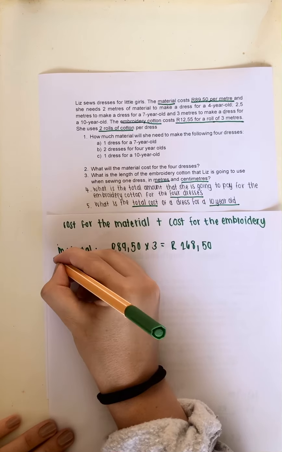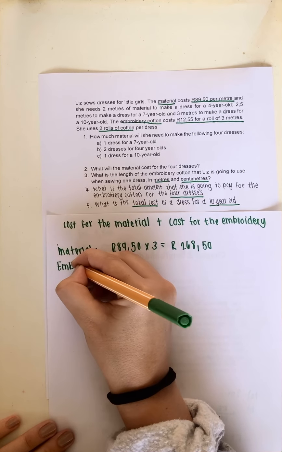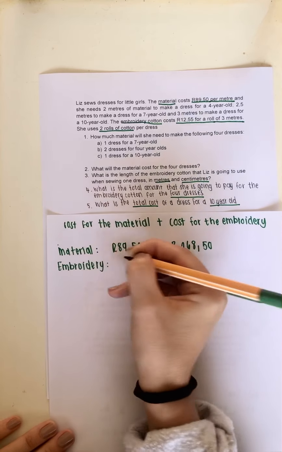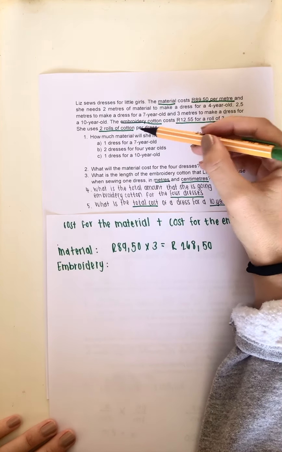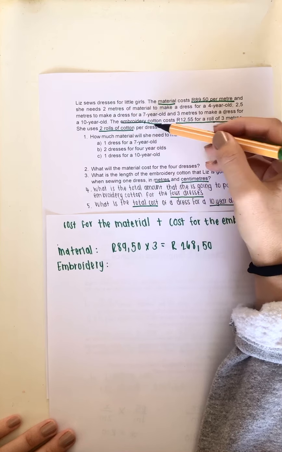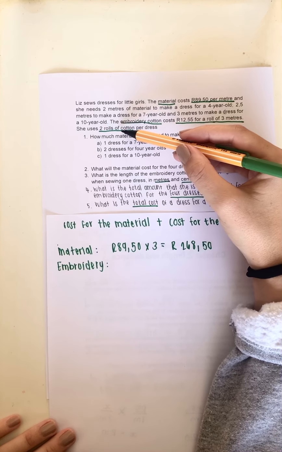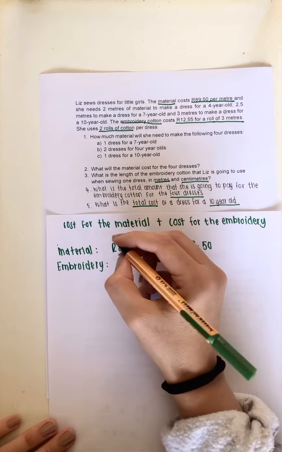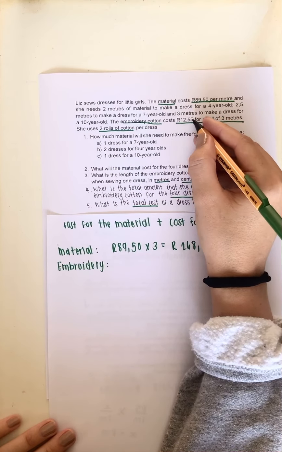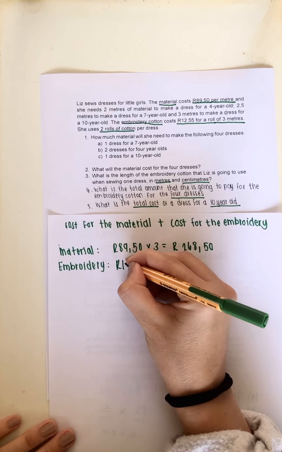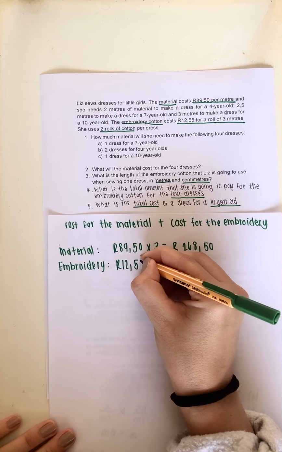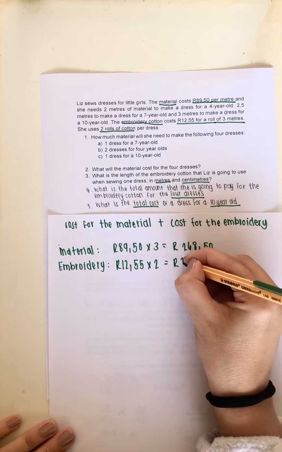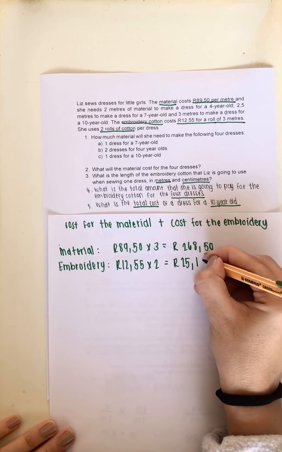Then with our embroidery, it takes 2 rolls of cotton per dress, so we're making 1 dress, so we need 2 rolls. Each roll costs 12 Rand 55, so we say 12.55 times 2 is equal to 25 Rand and 10 cents.